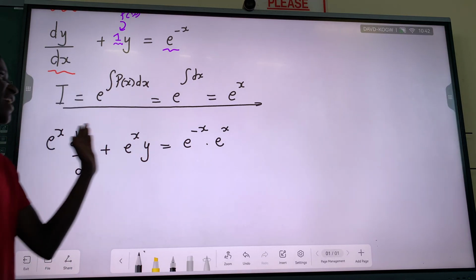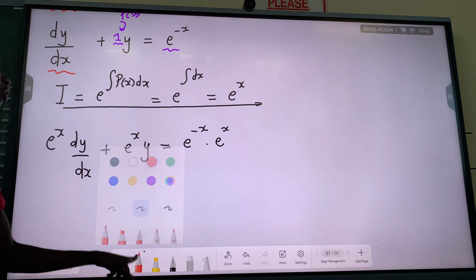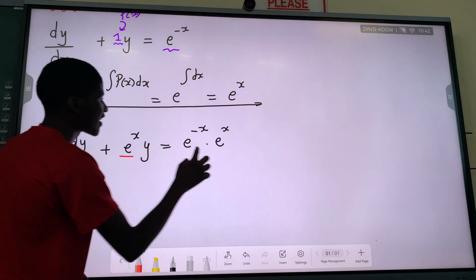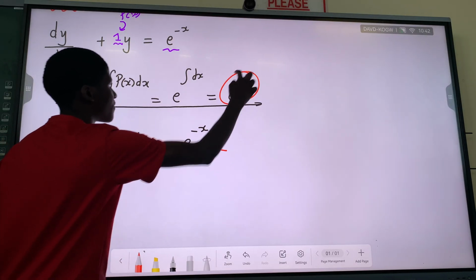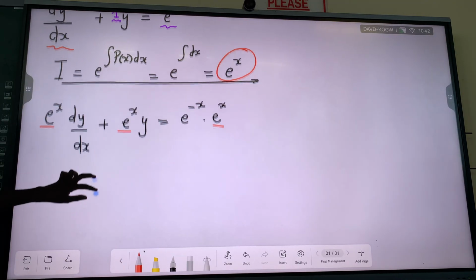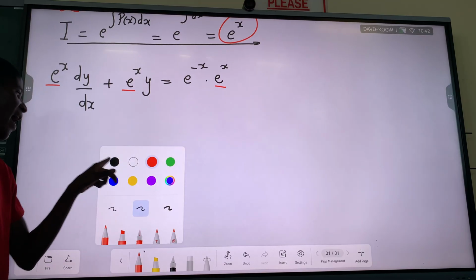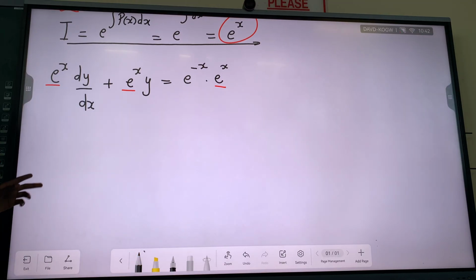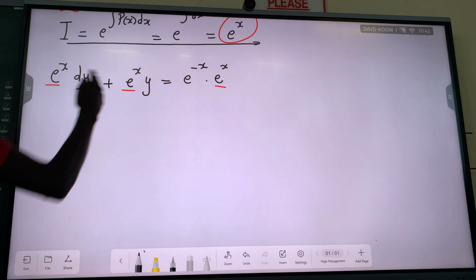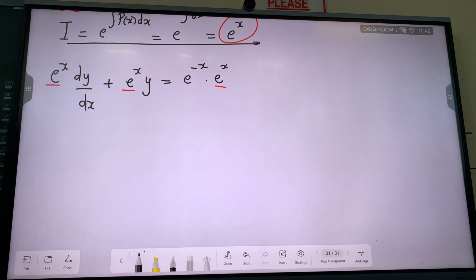So you multiply each and every part of your equation by the integrating factor. And then when you multiply the entire equation, you will find that the left hand side of your equation comes from the product rule expansion. It's always a product rule expansion.